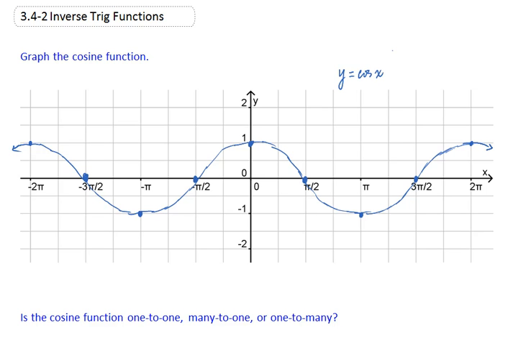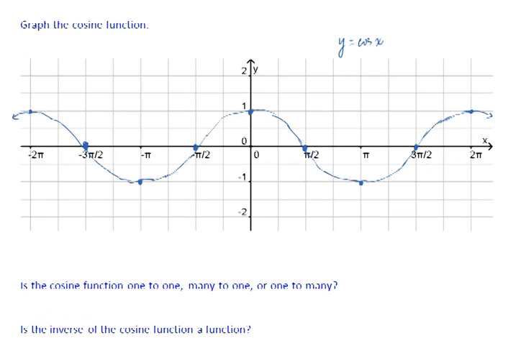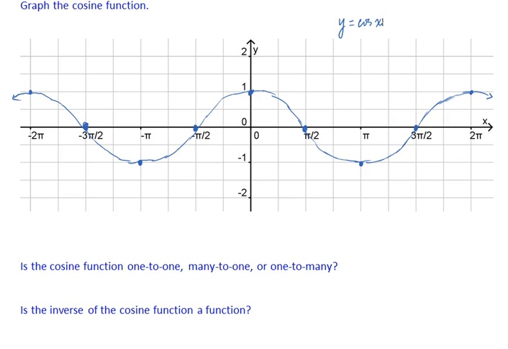It's 1 to 1. I think many to 1. Many to 1. Why is it many to 1? Well, for one y value, there are many x values. Let's draw a horizontal line through this y value. So here's a horizontal line running through. The horizontal line is crossing the curve many times.